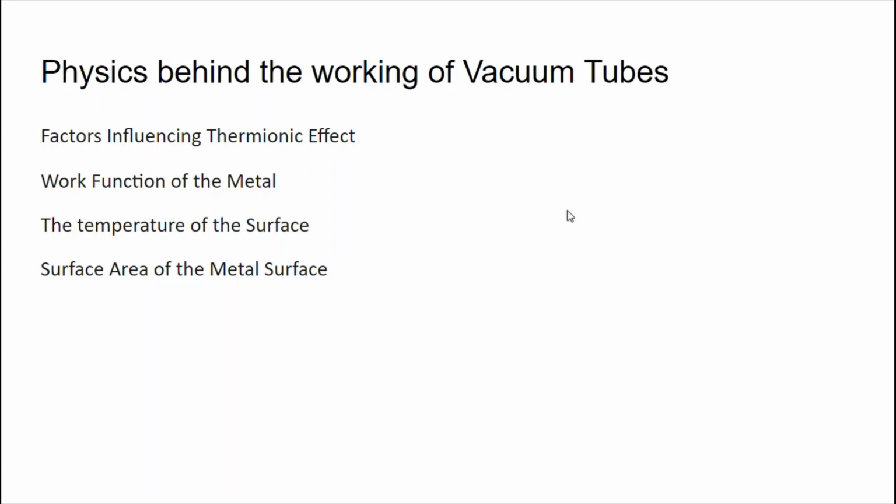Also, the factors influencing the thermionic effect are the work function of the metal, the temperature of the surface, and the surface area of the metal surface. Now, the work function of the metal is an intrinsic characteristic of the metal or the combination of metals used in making the cathode. The temperature of the surface and the surface area of the cathode can be manipulated.